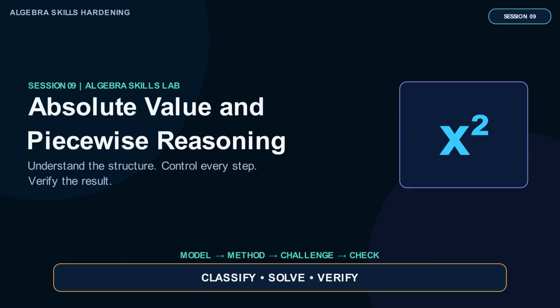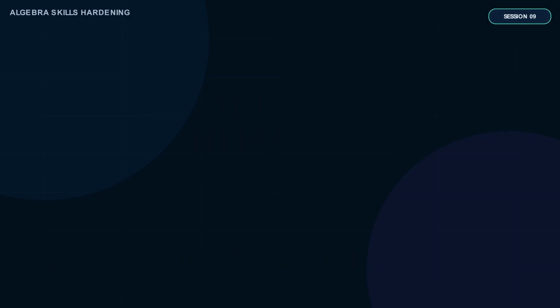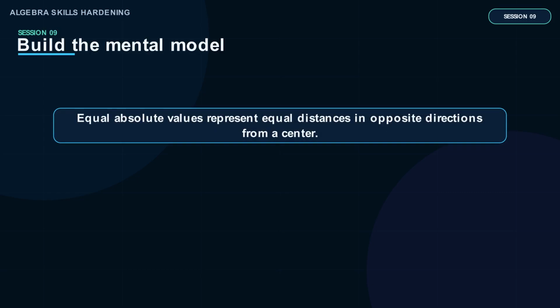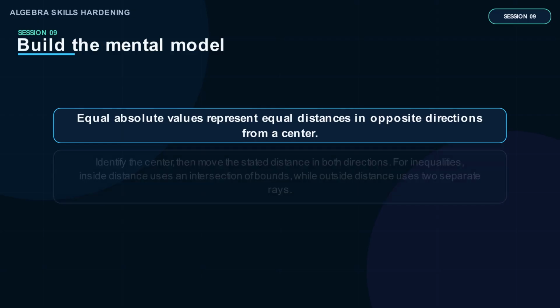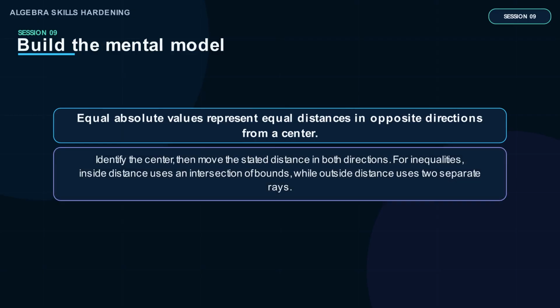Keep a pencil ready. We will build a visual model, use a repeatable process, solve a demanding example, diagnose an error, and finish with a checkpoint. Start with this picture. Equal absolute values represent equal distances in opposite directions from a center. Identify the center, then move the stated distance in both directions. For inequalities, inside distance uses an intersection of bounds, while outside distance uses two separate rays.